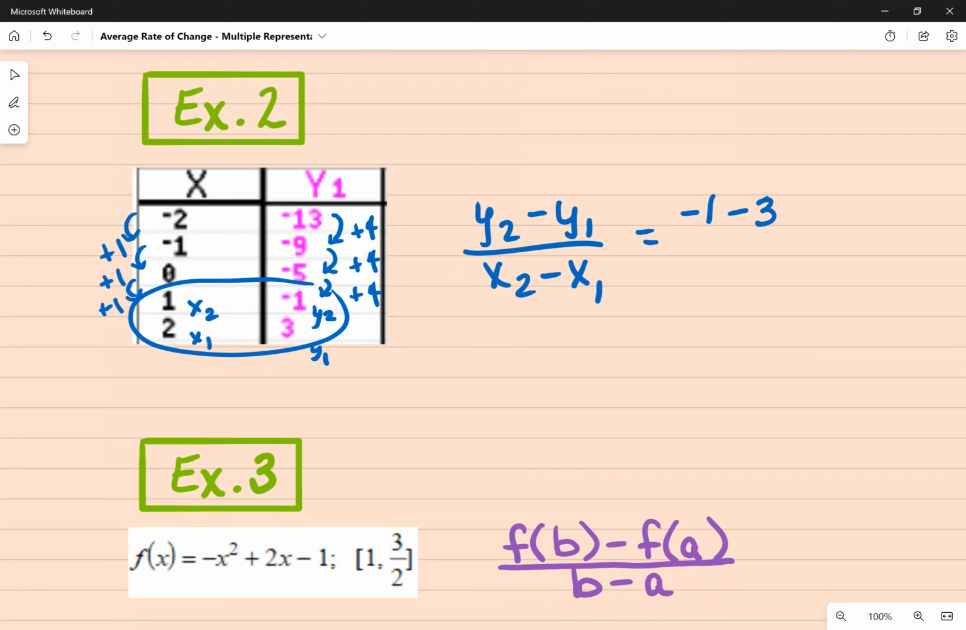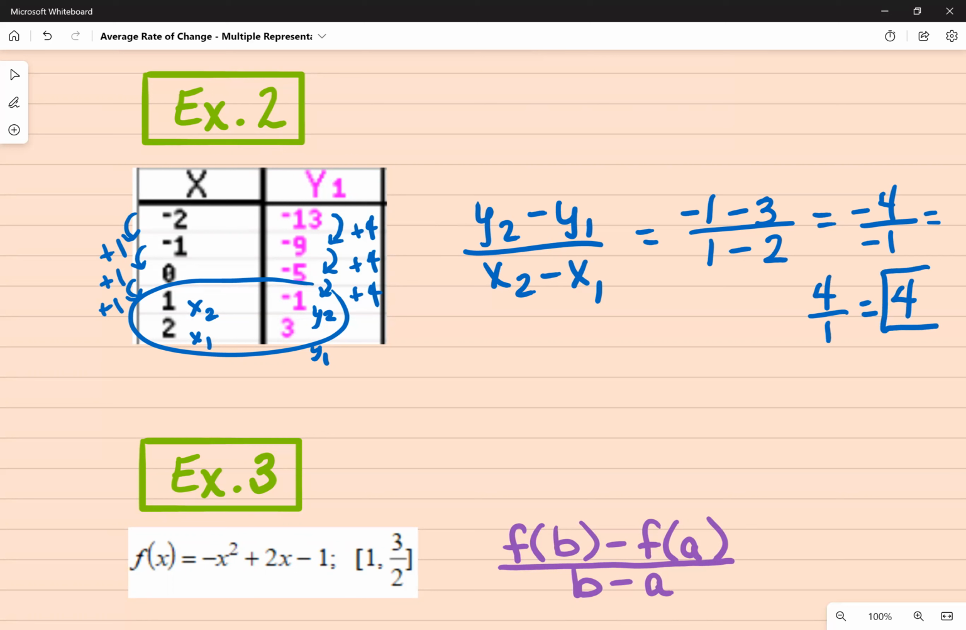So -1 minus 3. And now for X sub 2, I have 1. And the formula says to subtract from it X sub 1, which is 2. And now if I simplify this, -1 minus 3 is -4. And 1 minus 2 is -1. Well, I can further simplify that. And that becomes a positive 4/1, which is really 4.